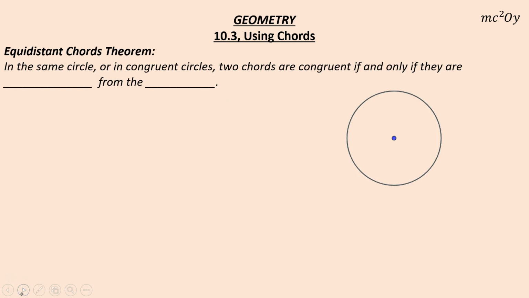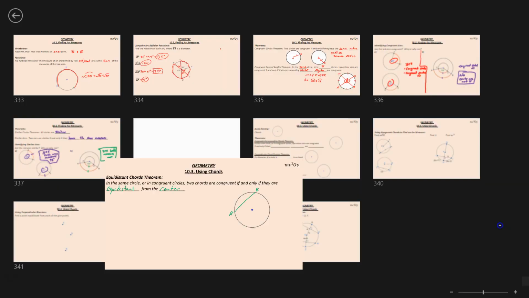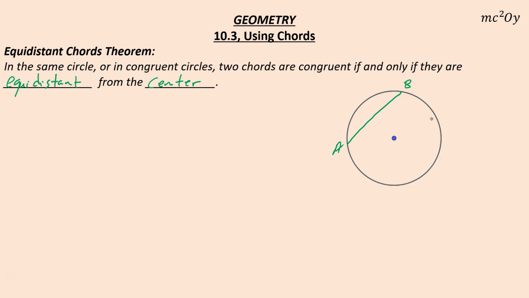All right. Well, let's try one more here. In the same circle or in congruent circles, two chords are congruent if and only if they are equidistant from the center. All right. So if I have a chord here, once again, we'll call it AB. We don't want to break pattern, you know. And then another chord over here. And we'll call that one unbelievable.